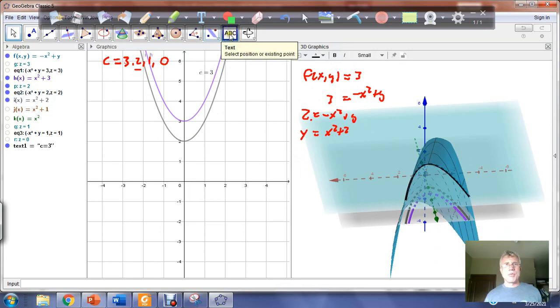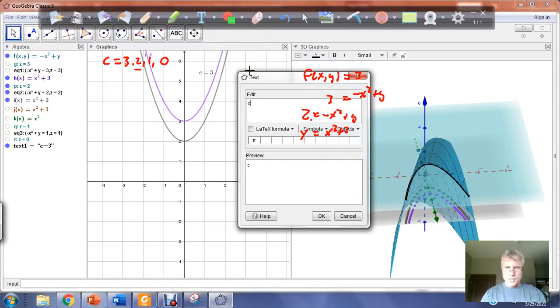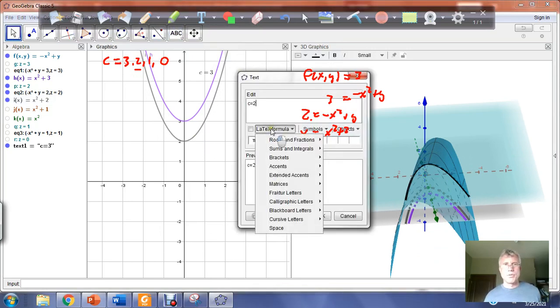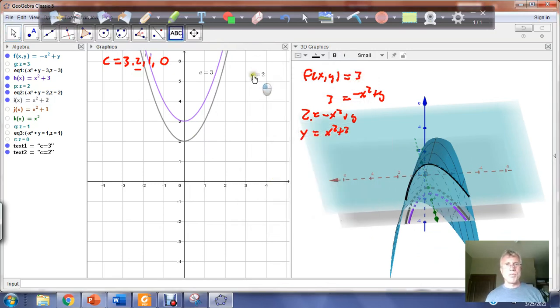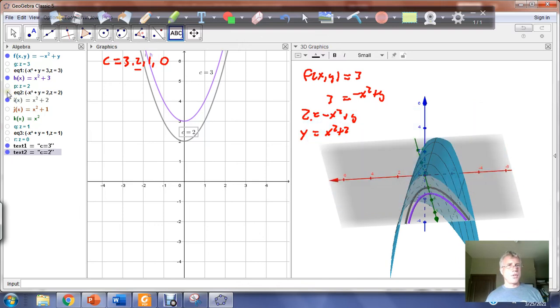And then you've got to label it. So text, it's going to be c equal to 2. And we'll turn on the LaTeX formatting and move it somewhere where we hope it might be out of the way when we start to do the next one. So we just keep going through and doing that. Okay, now we'll turn those two off.